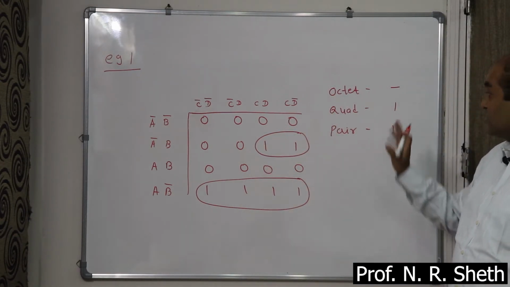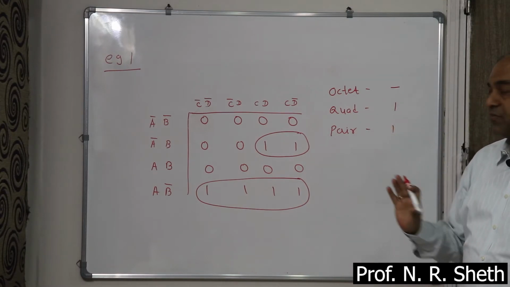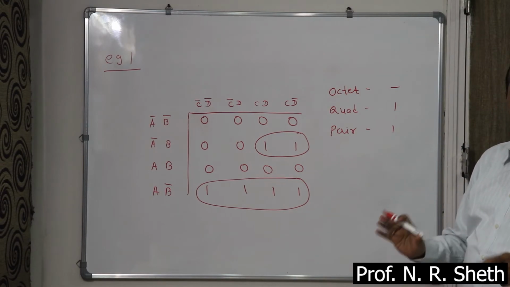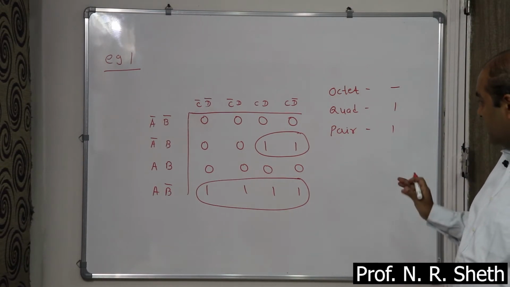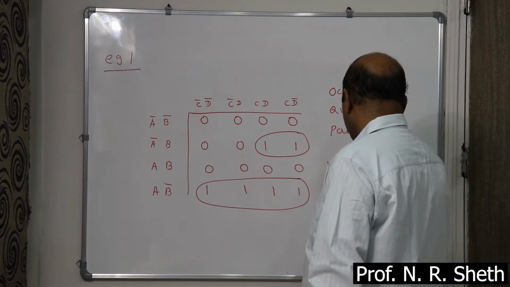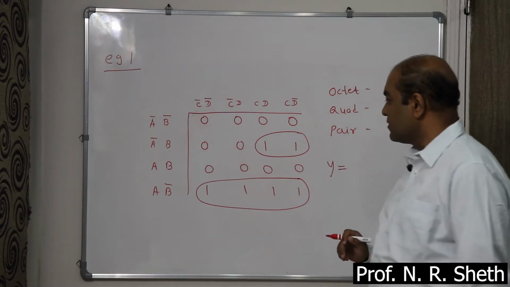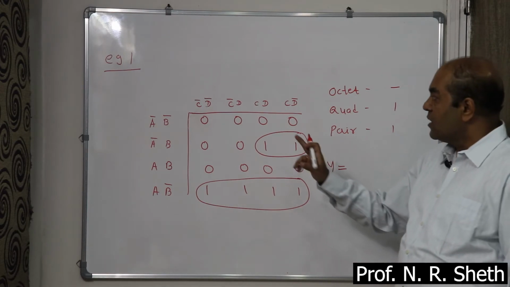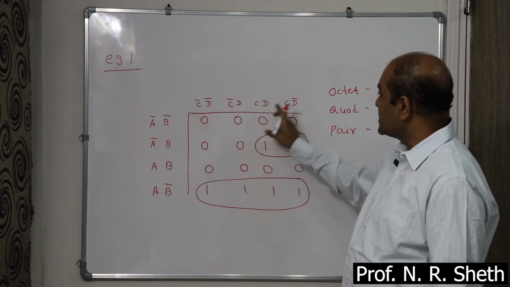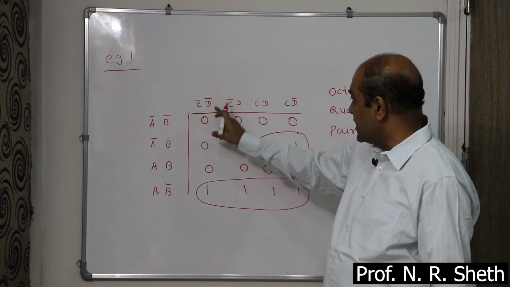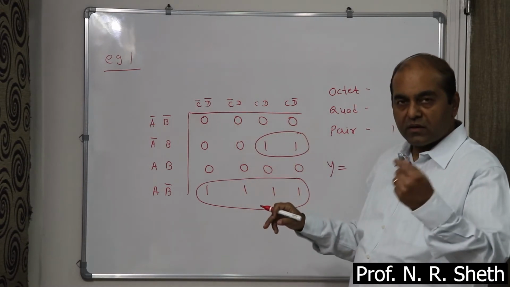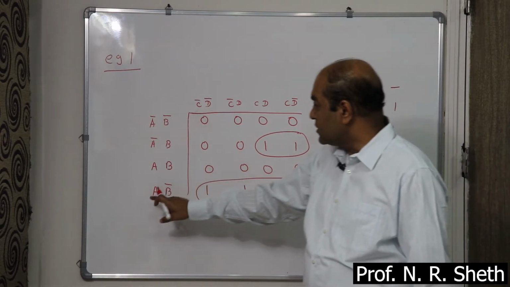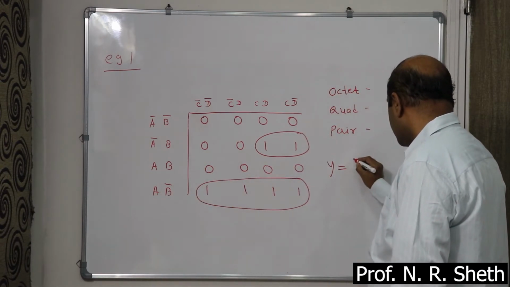Okay, so always remember in exam, first you have to write down how many octet, quad or pair exist, and then your Y. Y equals to, first about this one, C bar, C, C, cancel. D bar, D, D, D bar, cancel. A, B bar.